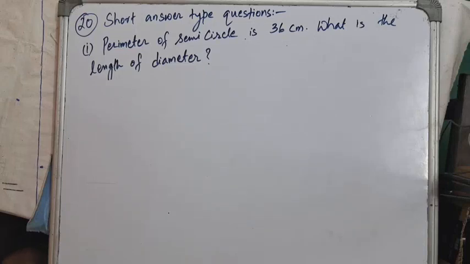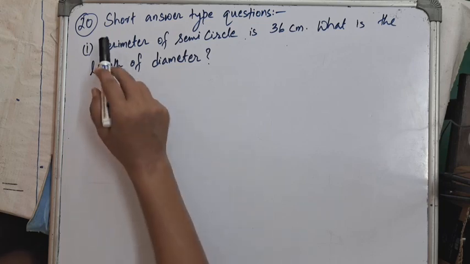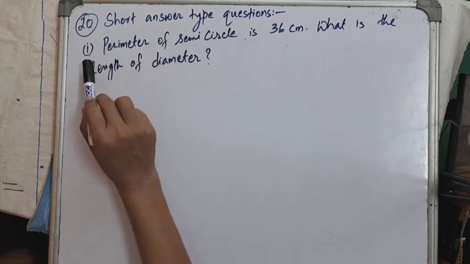Hello students, we are doing chapter 16, Circumference of Circle from the class 9 book of West Bengal Board of Secondary Education, and we have completed till question number 19 in our previous video. So today we'll start question number 20, short answer type questions. Question number 1 of 20.